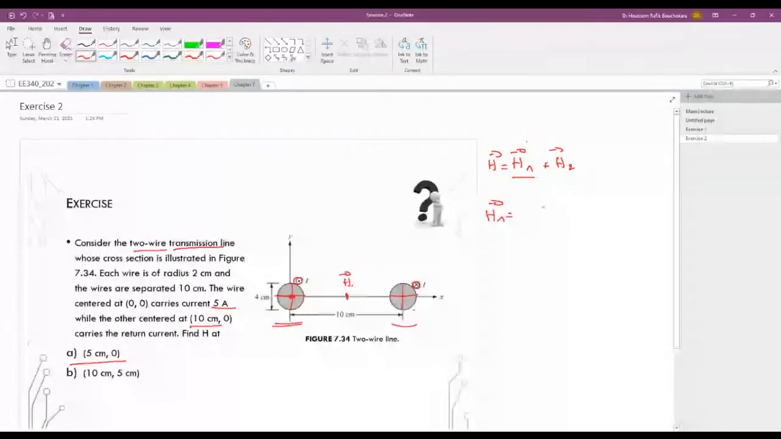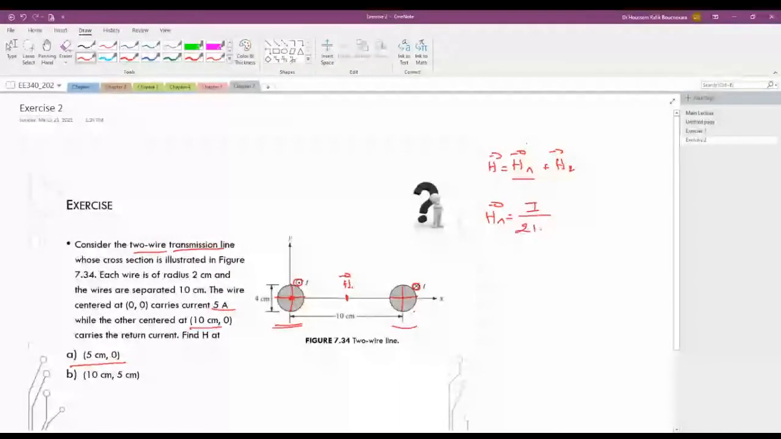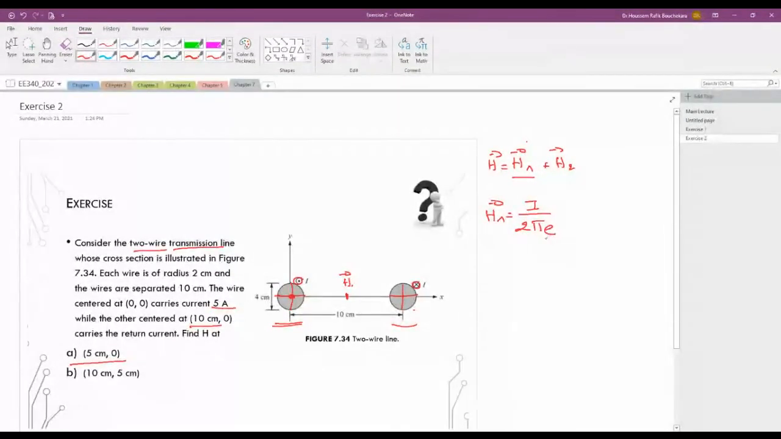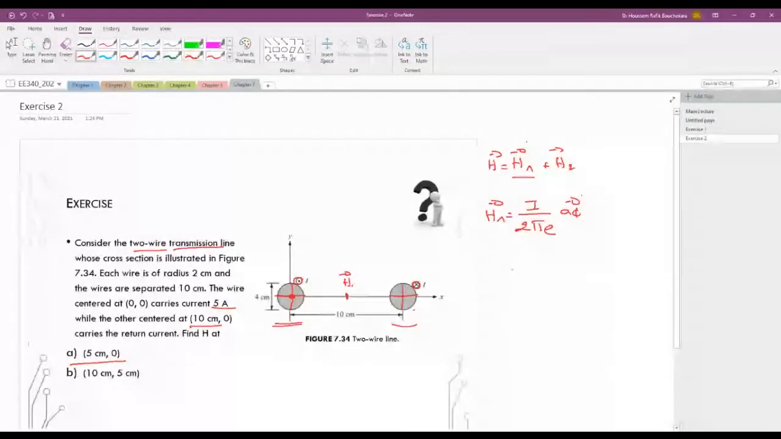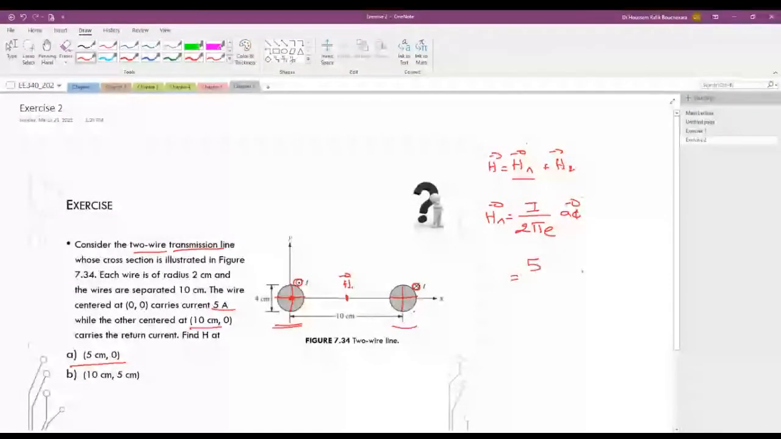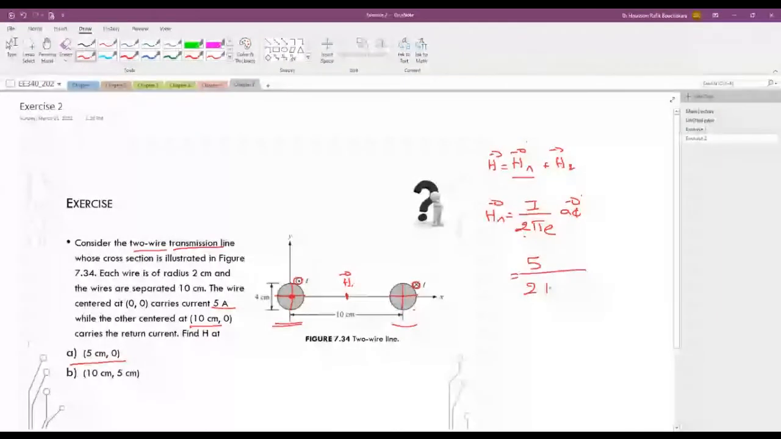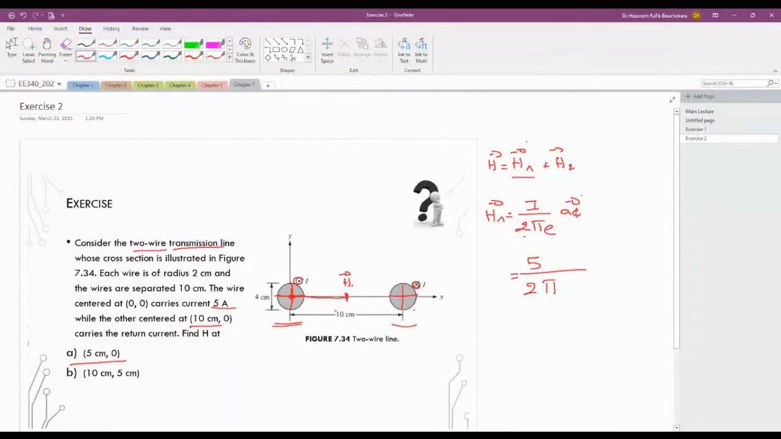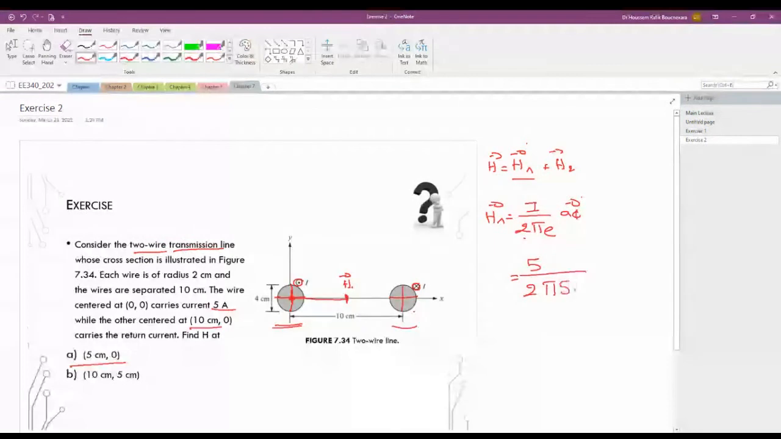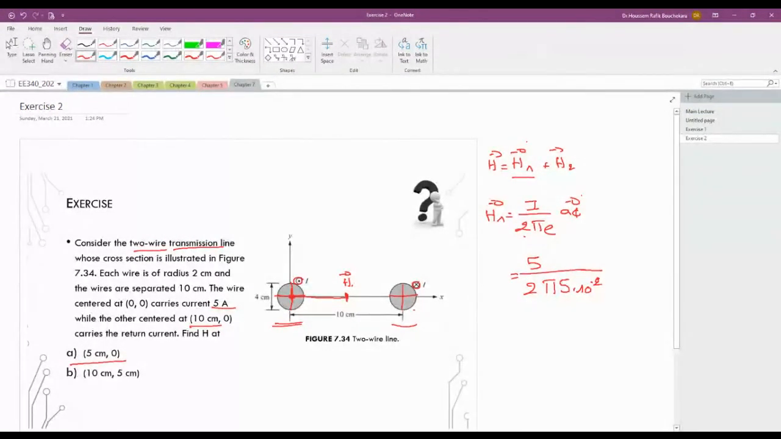What is the expression? I over 2 pi rho, A phi. 5 ampere over 2 pi. What is the distance between this one and this one? What is the distance? It is 5 centimeter. Excellent.